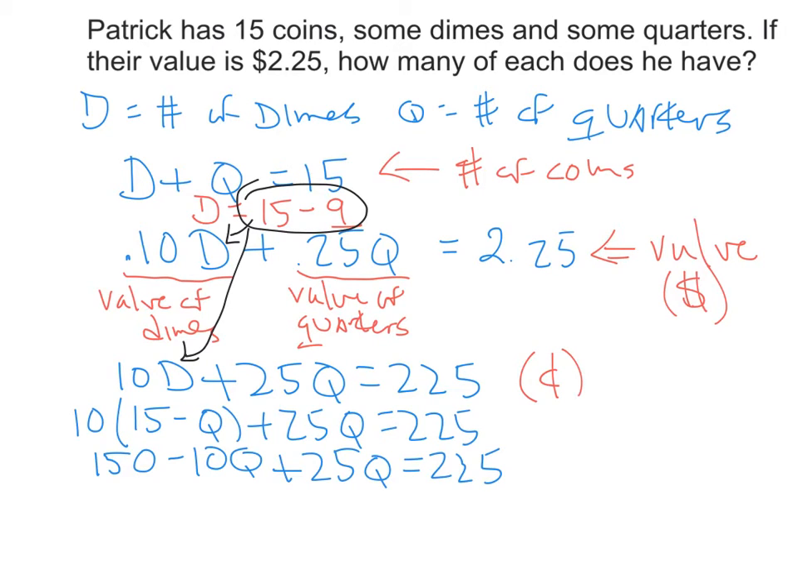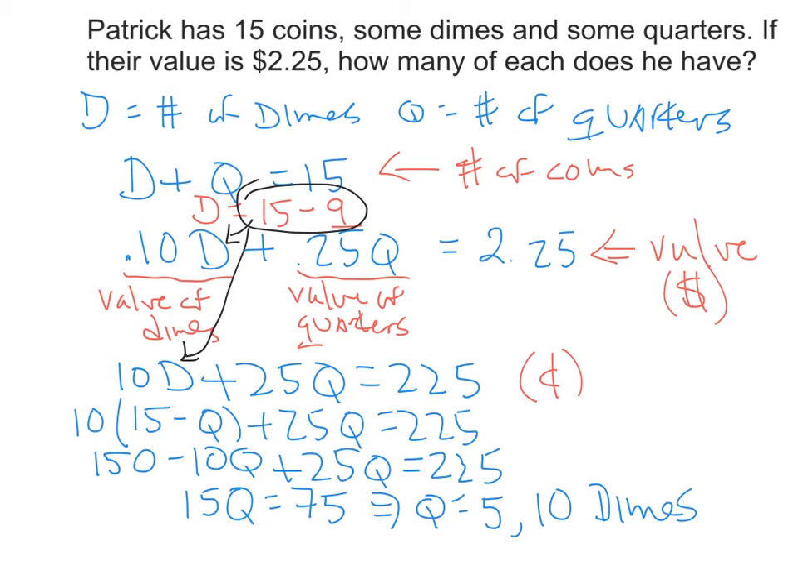Collect your q's and you're going to get 15q. Subtract 150 from both sides and you're going to wind up getting 15q, and since I'm running out of room, I'll do this all in one step, equals 75. When we divide each side by 15, this means that we're going to get q equals 75 divided by 15, or 5. So there are 5 quarters, and that means, of course, you can go back and plug in 15 minus 5 and get 10 dimes.